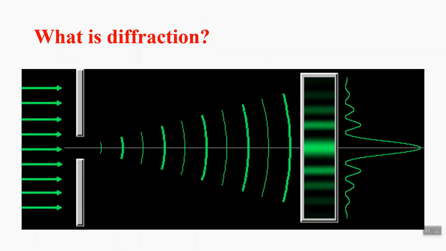This figure shows the phenomenon of diffraction of light. The light emitted by the source is allowed to pass through a slit. Then light bends around the corners of this obstacle, which is the slit, and then encroaches into the geometrical shadow of the object, forming an intensity distribution pattern on the screen, which consists of alternate dark and bright fringes with unequal intensity.